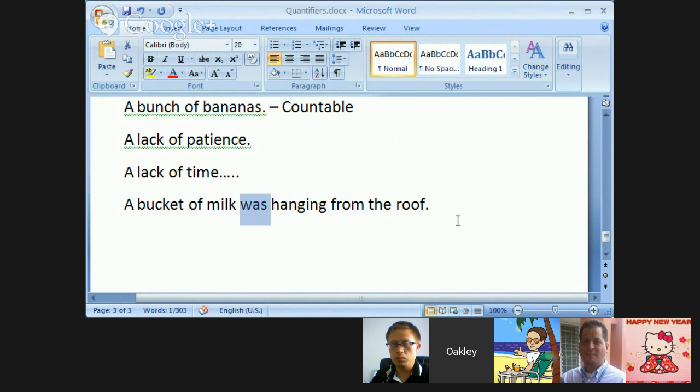A bucket of milk was hanging from the roof above the dead cats, above the pile of dead cats. Happy New Year. Bunch of bananas. Happy New Year. Okay.